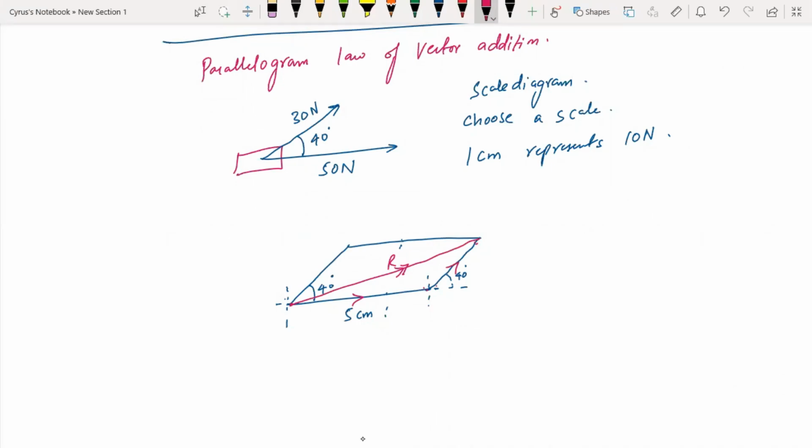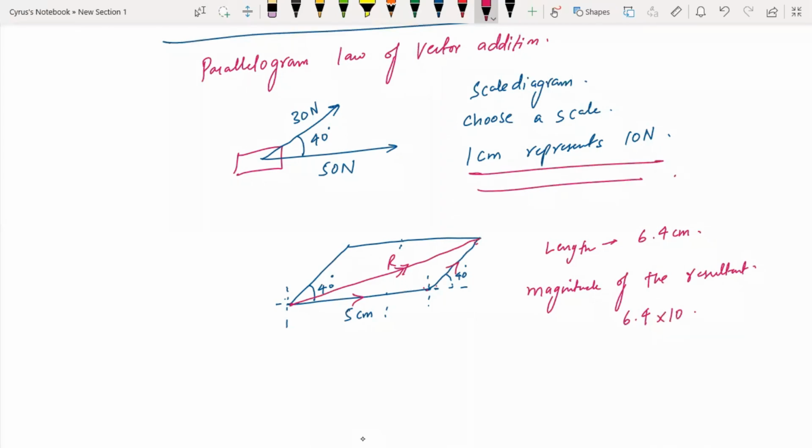And what you'll do is you will measure its length with a ruler. For example, the length is 6.4 centimeter. Then the magnitude of the resultant is going to be 6.4 times 10, because 1 centimeter represents 10 newtons. So this is going to be 64.0 newtons as the magnitude.